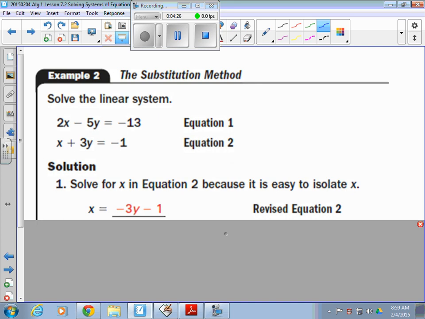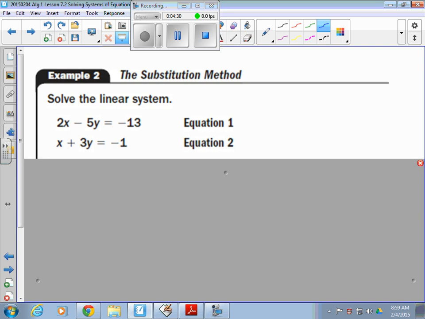Example number 2 is the substitution method. Again, if you look at the two equations, one of them is 2x minus 5y equals negative 13. The other one is x plus 3y equals 1. This is the only one that has a coefficient of 1. That's the one you want to isolate. The easiest way to do the substitution method is not stacking them on top of each other like you'll always find them. The easiest way to do the substitution method is to write them side by side.